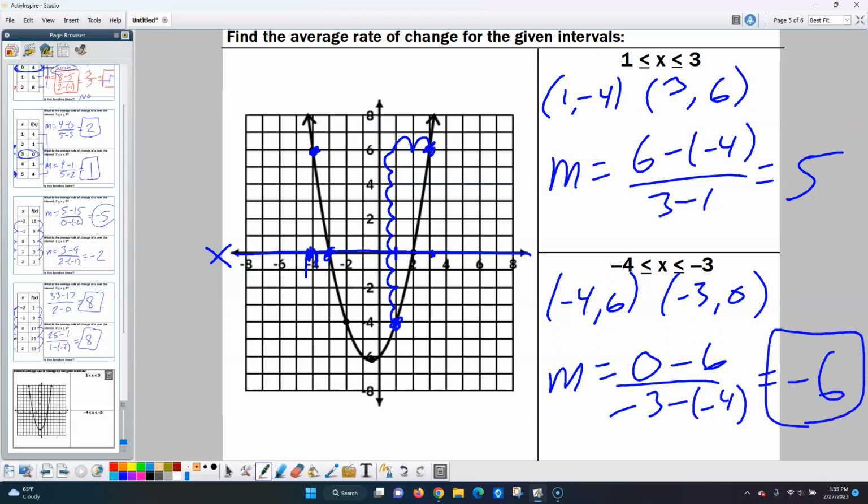So let's check. It's going to be a negative slope, go down 1, 2, 3, 4, 5, 6. And over 1, that would be -6 over 1. Doesn't matter what kind of graph you got, do the same thing. Find the 2 points, plug them into your slope formula.